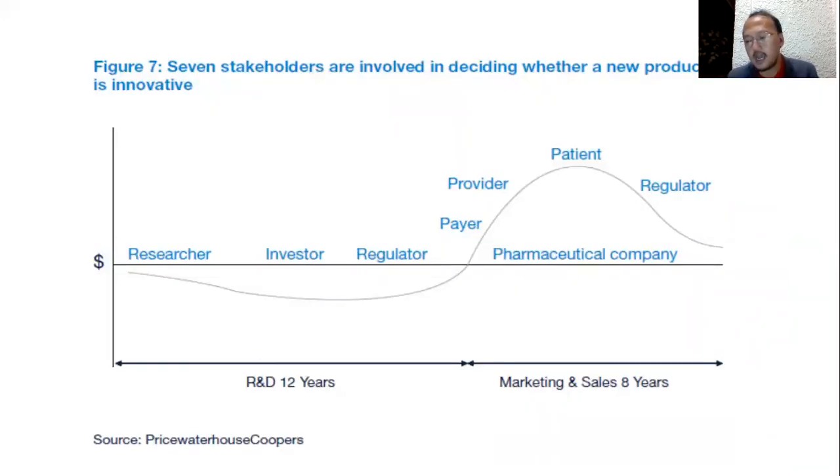Now, as you can see in this figure, there are 7 stakeholders involved in deciding whether a new product is innovative or not. As we all know, it is the job of pharmaceutical marketers, the salespersons, to put pharmaceutical products in front of the people. These are usually consumers or drug prescribers, the doctors, clinicians, and other healthcare professionals. To do so effectively and efficiently, sales representatives or pharmaceutical marketers need strong support and a clearer understanding of the target audience more than ever before.